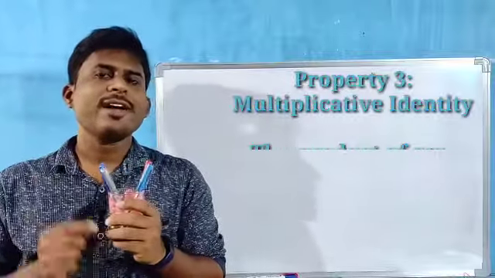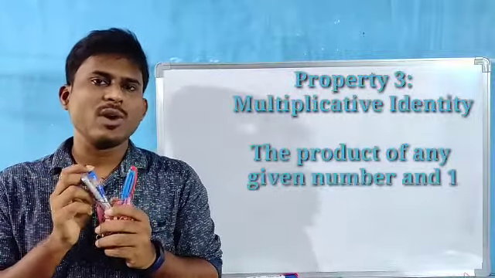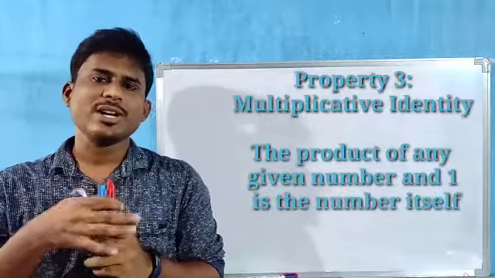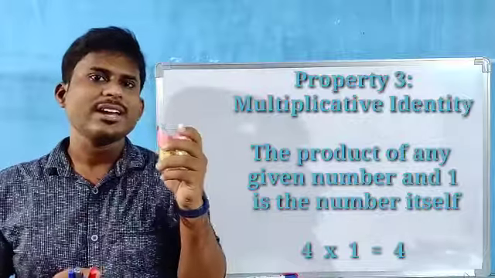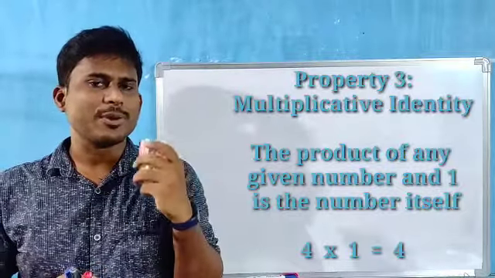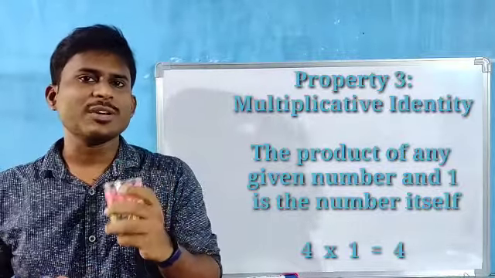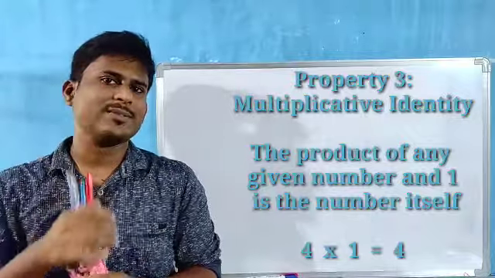So the product of a given number and 1 is the number itself. So what is our given number, children? 4 is our given number. And see, we are multiplying with 1. So the product of the given number with 1 gives us the answer as the number itself, that is 4 itself, children.